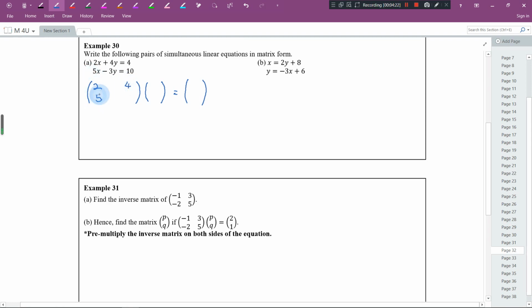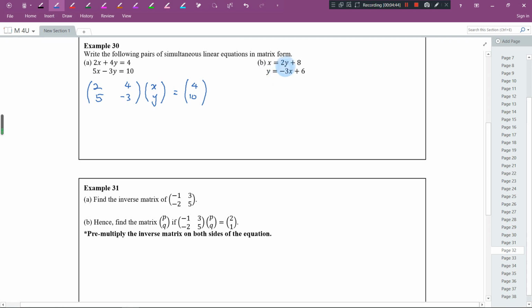5, negative 3. Remember, you have to write the negative. And then x, y. 4, 10. So this is how we write this pair of simultaneous linear equations in matrix form. Now let's go to part B.